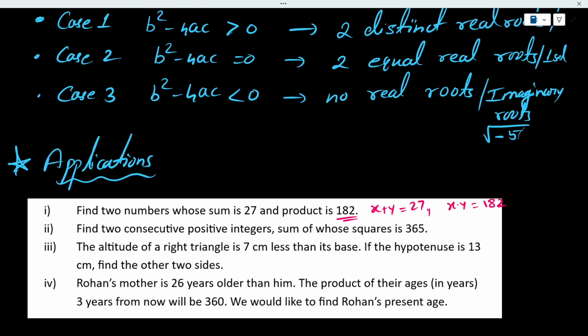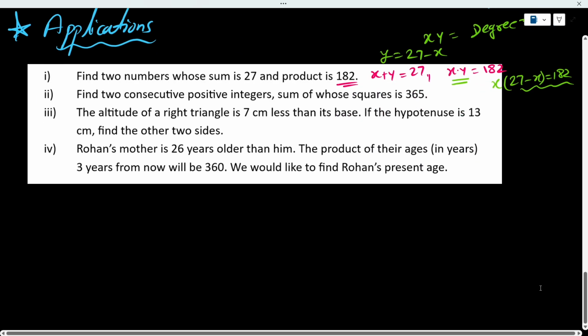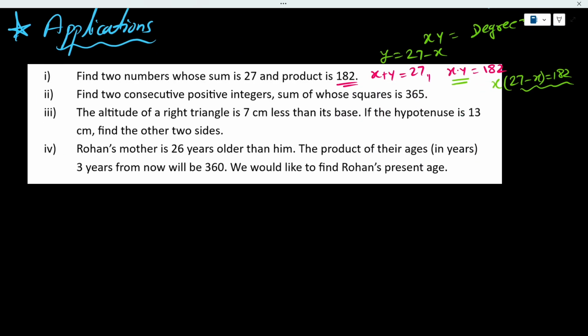Now how will you differentiate whether it's a linear equation or quadratic? Look at xy, the degree is going to be 2. The moment your degree is 2, it's a quadratic equation. You will follow the substitution method. I can take y equals 27 - x. So your equation is x times (27 - x) equals 182. When you solve this, you will get the quadratic equation, and then get the standard form ax² + bx + c = 0, and solve using factorization or the quadratic formula.